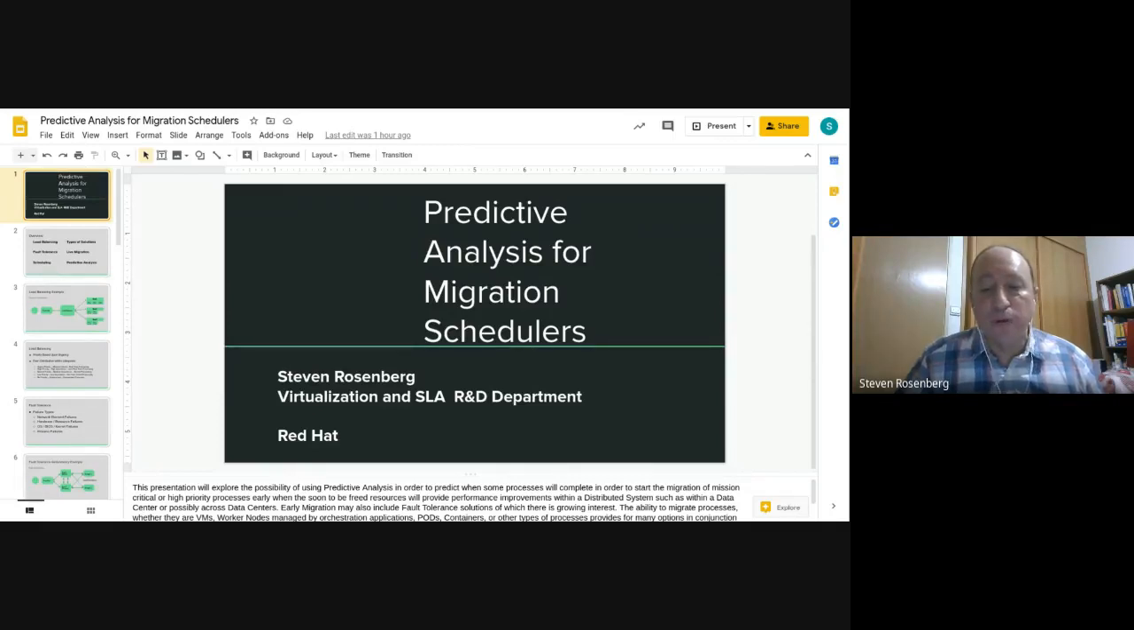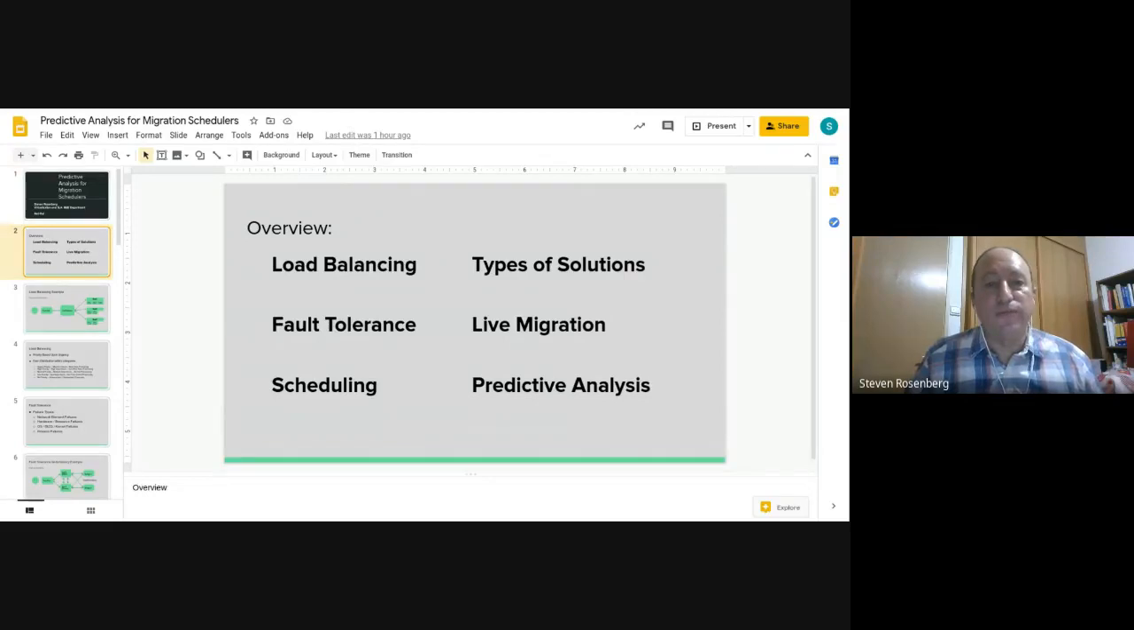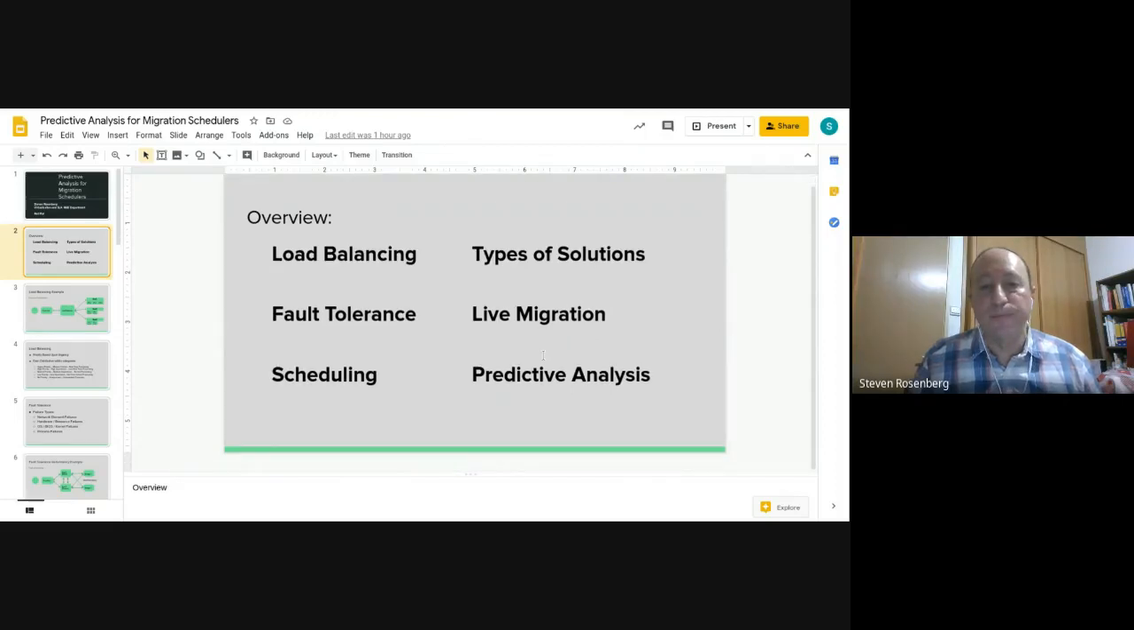The ability to migrate processes, whether they are virtual machines, worker nodes, pods managed by orchestration applications, containers, or other types of processes, provides for many options in conjunction with predictive analysis, which we shall discuss shortly. So the topics of discussion will be load balancing, fault tolerance, scheduling, types of solutions, live migration, and predictive analysis.